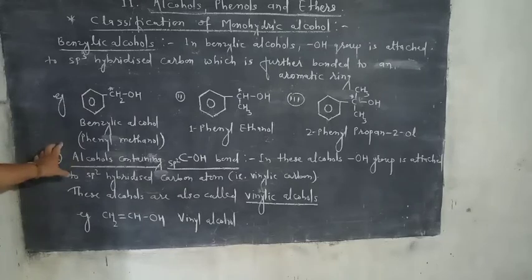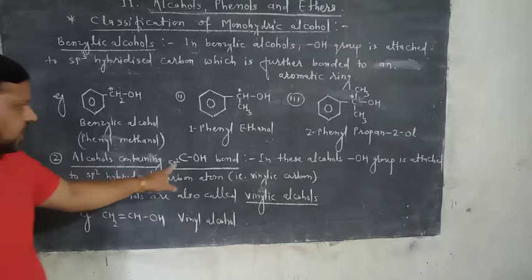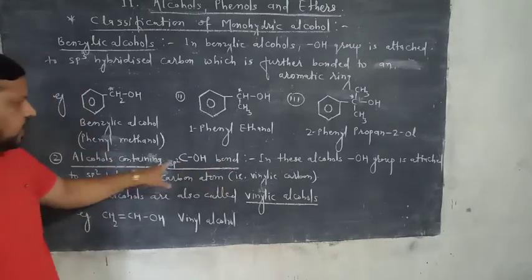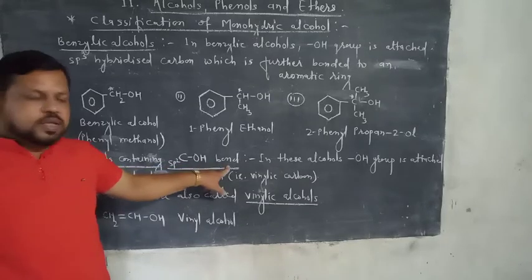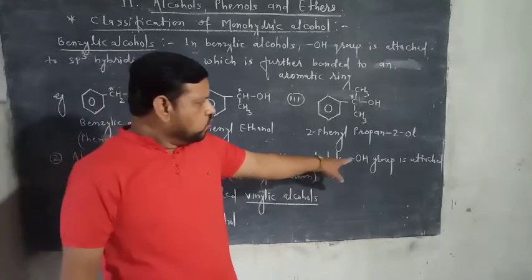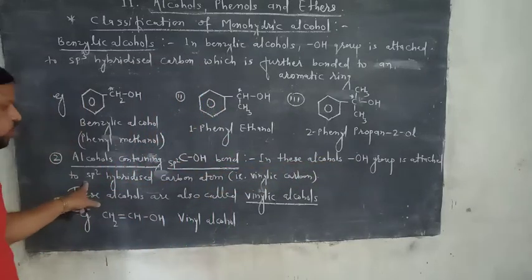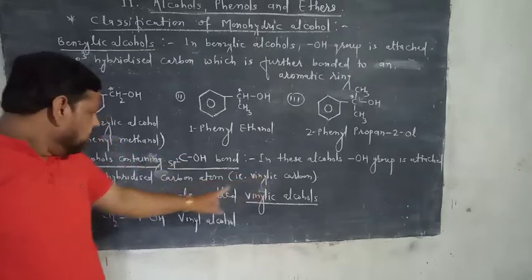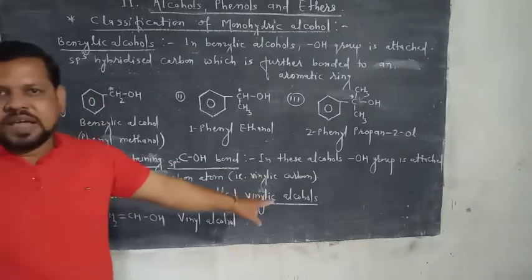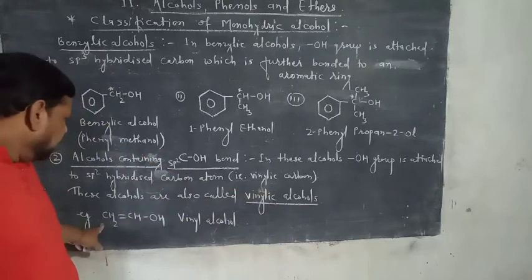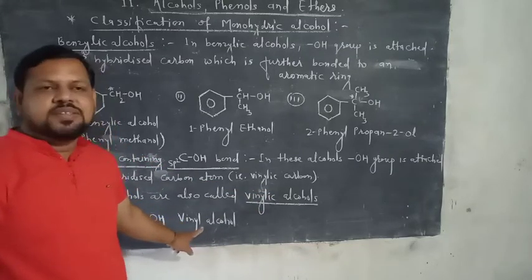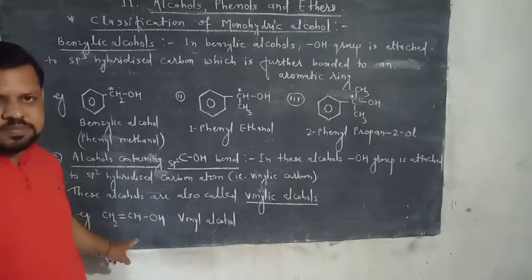And the second class of monohydric alcohol is alcohols containing a Csp2-OH bond. These are alcohols in which the OH group is attached to an sp2 hybridized carbon atom, that is called a vinylic carbon. These alcohols are also called vinylic alcohols, and the example is CH2=CHOH. It is called vinyl alcohol.